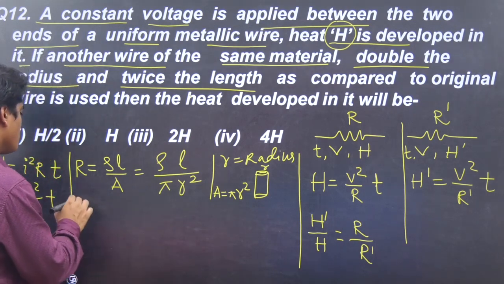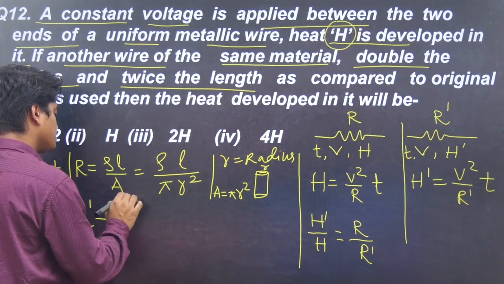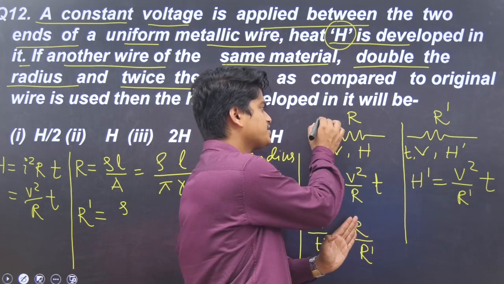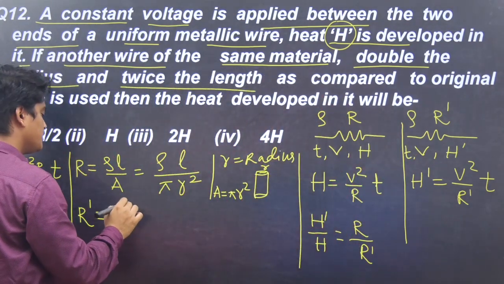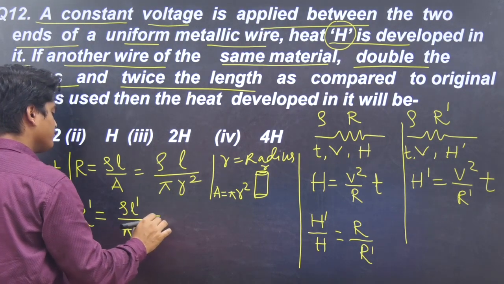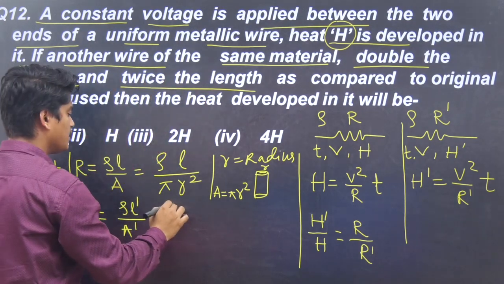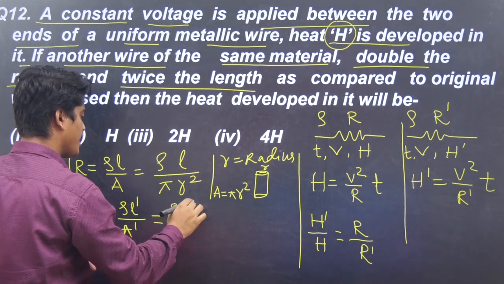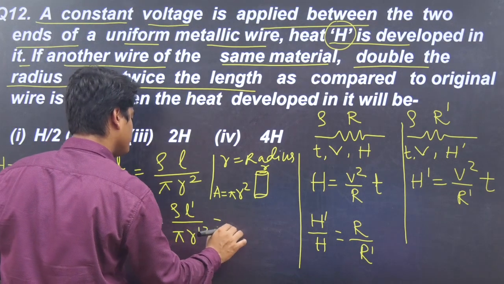Now if I want to find R prime, in a similar way I will write directly: because it is the same material, the rho of this resistor will be the same. Here also rho, it will not become rho prime. Now here it is rho L prime by A prime. Why A prime? Because the length and radius are different. So I can write rho L prime divided by the area, which is pi R prime square.